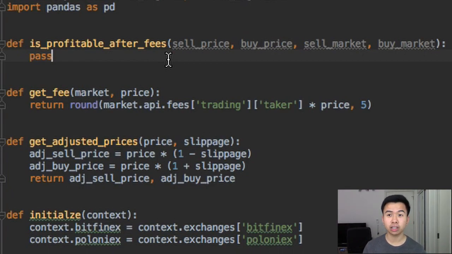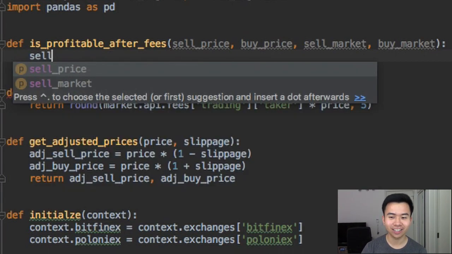Our last method that we need to fill out is this profitable after fees method, considering the sell price, the buy price, the market you're selling at, and the market you're buying at. What we want to do is account for the fees in this method and return true if the trade's still going to be profitable and return false if the trade's not going to be profitable.